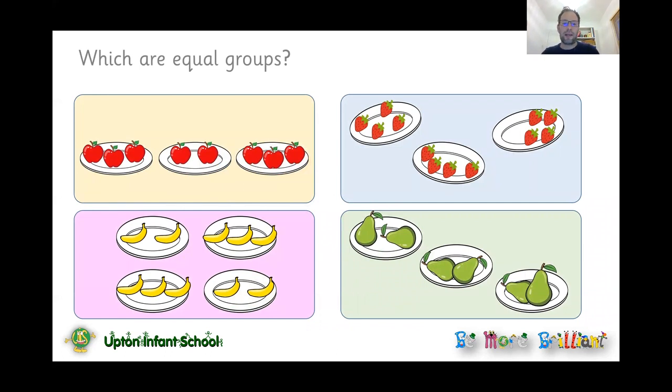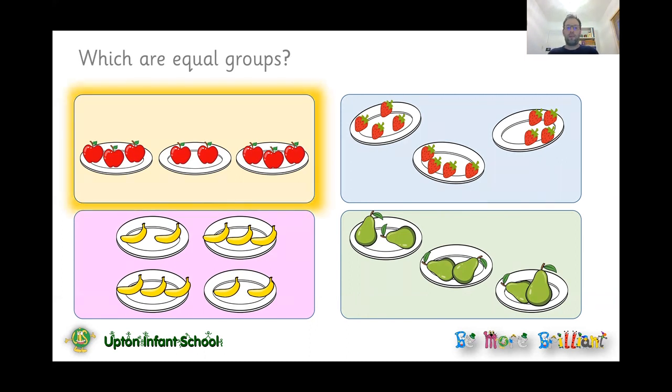I've got 4 pictures here of some plates with different fruit on, and I want to know which of these pictures shows equal groups. Have a little think. Can you spot which ones are equal groups? Let's go through them one at a time.